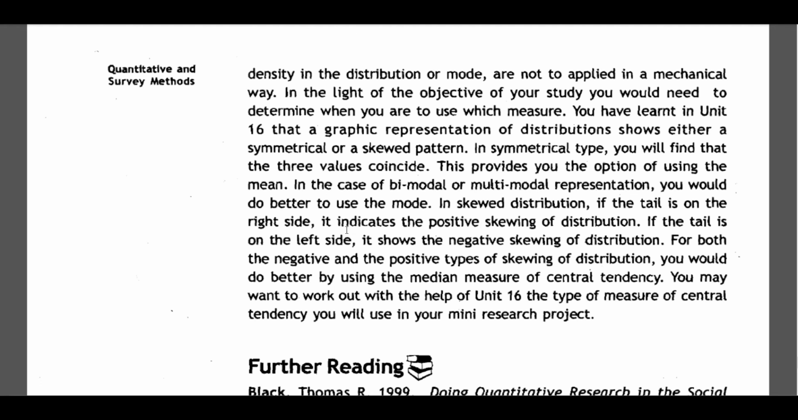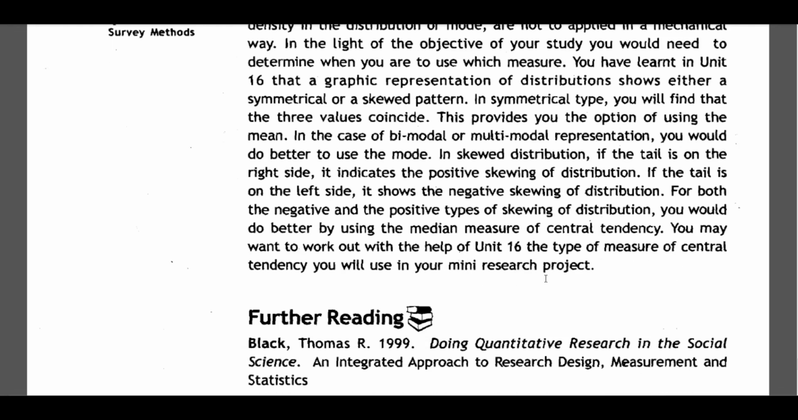In a skewed distribution, if the tail is on the right side, it indicates positive skewing of the distribution. If the tail is on the left side, it shows negative skewing of the distribution. For both negative and positive skewing of the distribution, you would do better by using the median measure of central tendency. You may want to work out with the help of Unit 16 the types of measure of central tendency you will use in your mini research project.